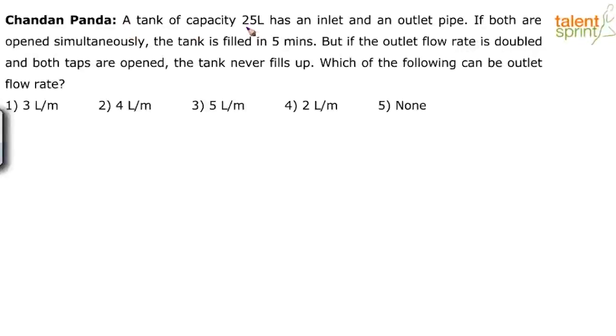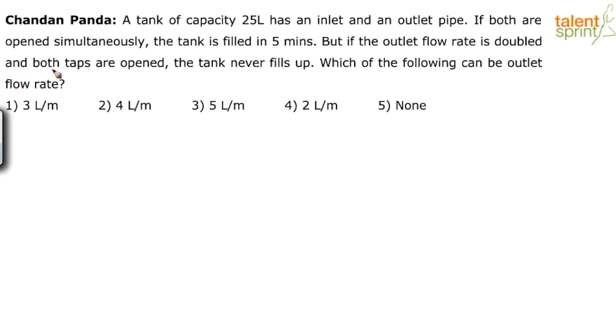A tank of capacity 25 liters has an inlet and an outlet pipe. If both are opened simultaneously, the tank is filled in 5 minutes. But if the outlet flow rate is doubled and both taps are opened, the tank never fills up. Which of the following can be the outlet flow rate?